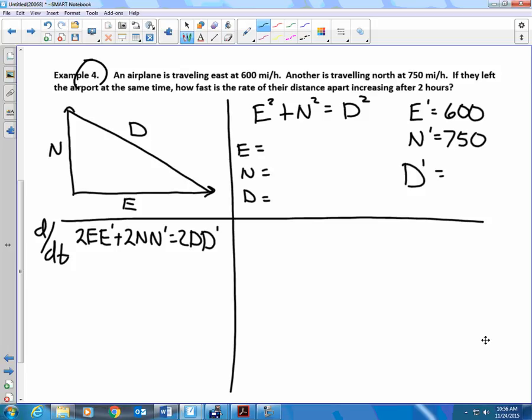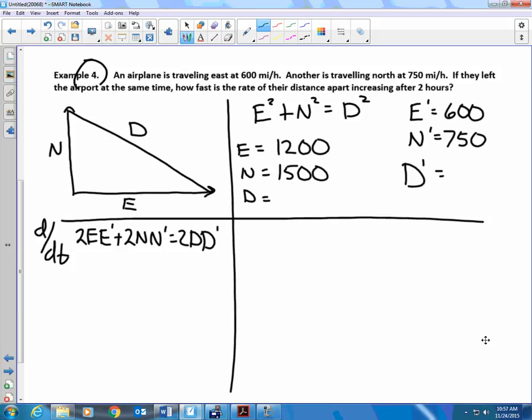How can we figure out the easterly distance thus far? Okay, thank you. The genius speaks up, and he says that because the plane is traveling 600 miles an hour and has been traveling for exactly 2 hours, we'd have east being 1200. Does everybody agree with Sam's assessment there? So therefore, the northerly distance would be 1500.